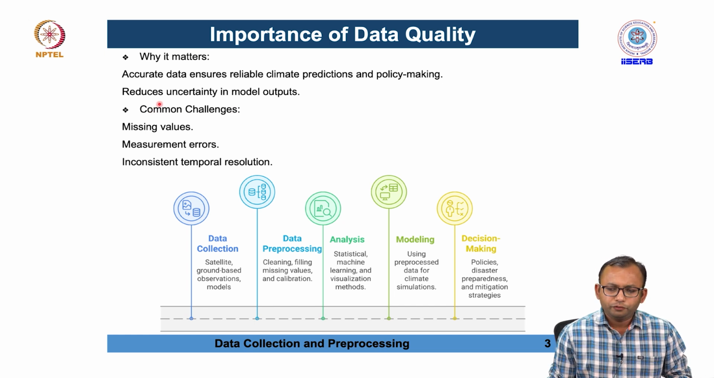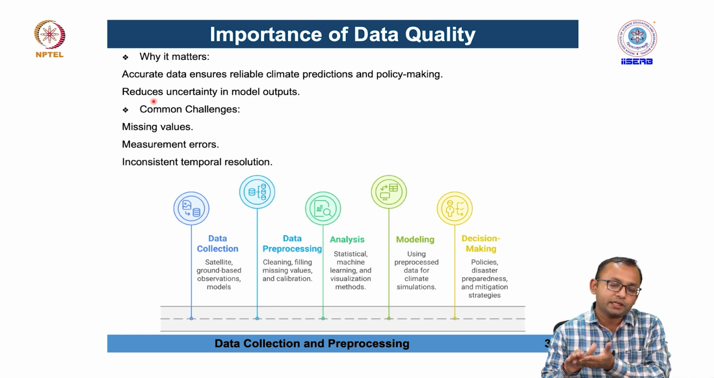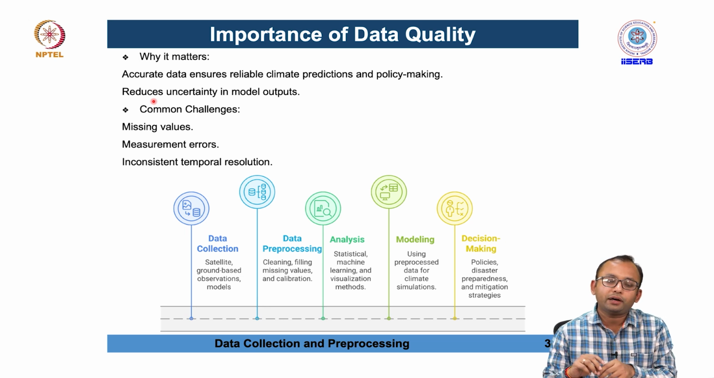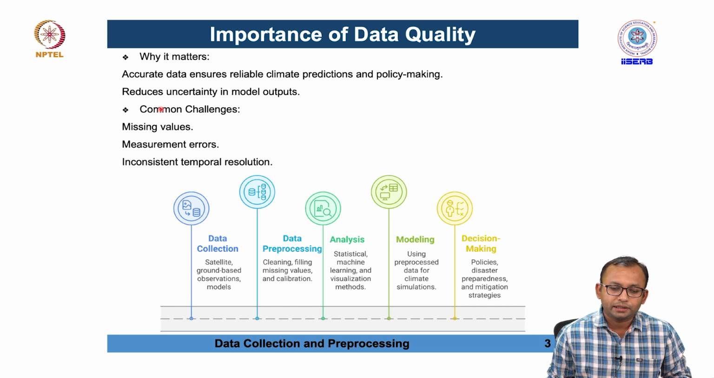So when we are dealing with data quality, we are basically suggesting that it reduces the uncertainty in the model output, or whatever data set we have collected. We need to minimize the uncertainty as much as possible, so that we can have a very precise or accurate representation of the climate information at certain locations.